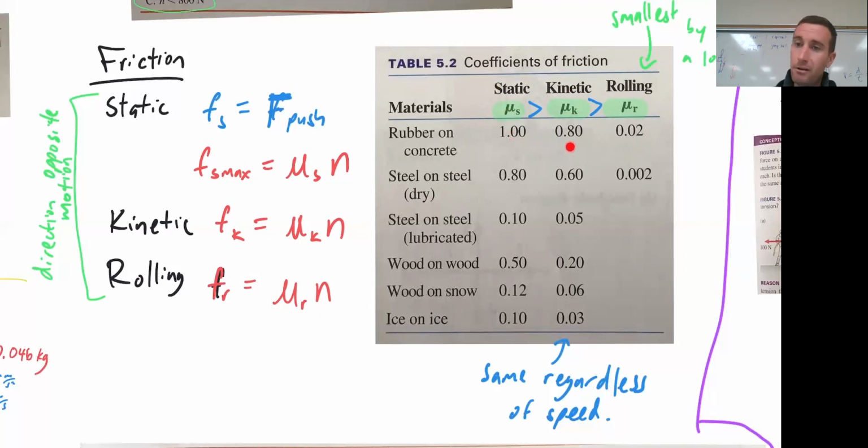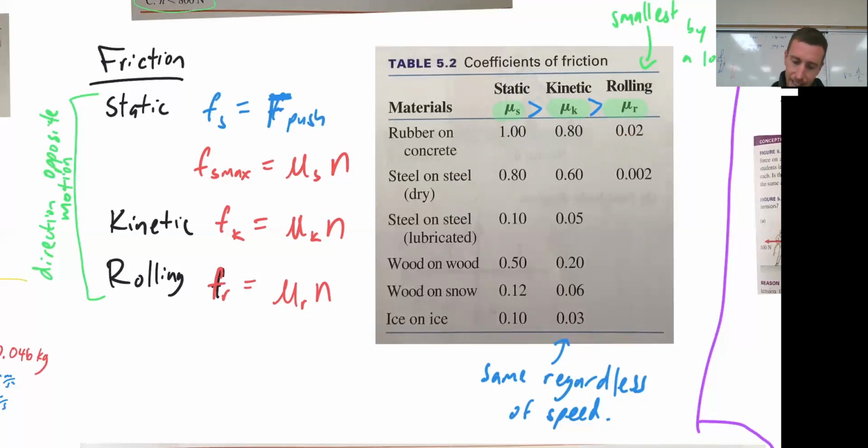Kinetic rubber on concrete, that would be like brakes, tires on the ground when you're braking, 0.8. And rolling friction force, 0.02. Look at the magnitude, that's smaller by like 40 times less than the kinetic friction force. So this is 80%, and that's 40 times less. That's a lot. So the rolling friction force is smallest by a lot.